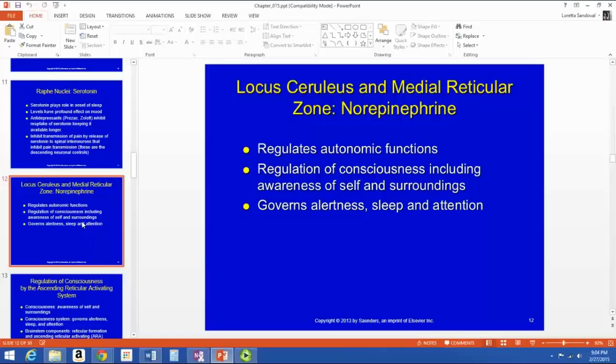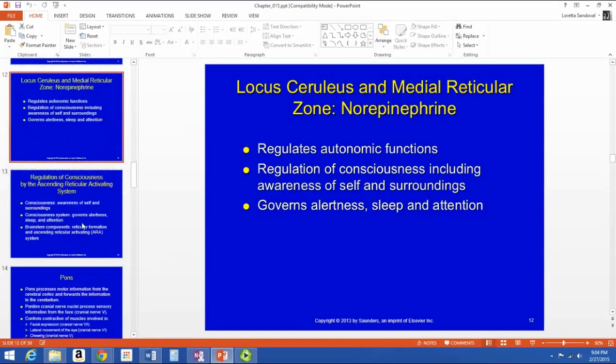And then they have what's called sundowning. The patients, after the sun goes down, they're awake and alert. Well, the neurotransmitter and neuromodulator that governs alertness and sleep and attention is messed up, and so that's going to change their sleep cycles. Kind of interesting.